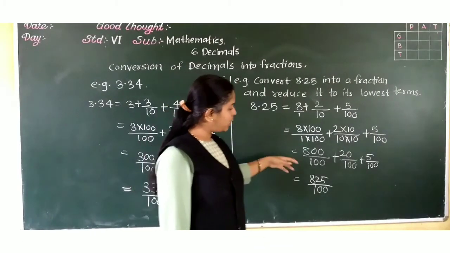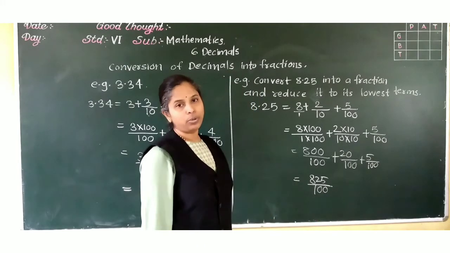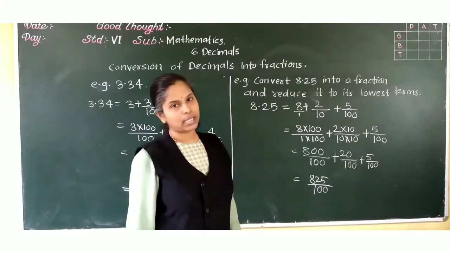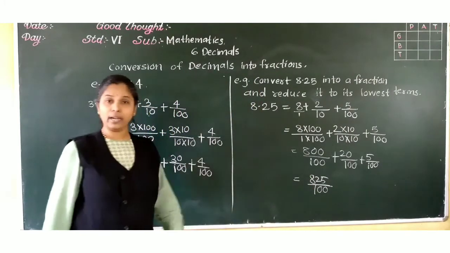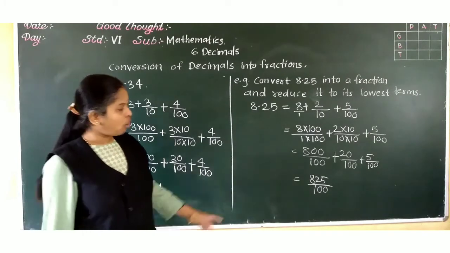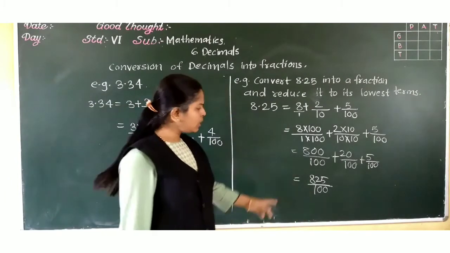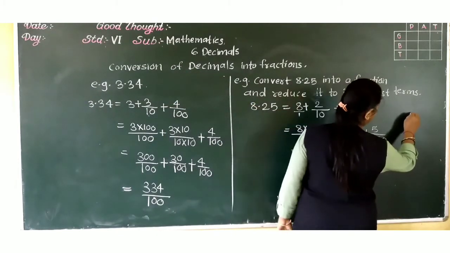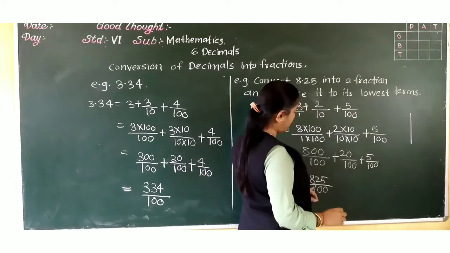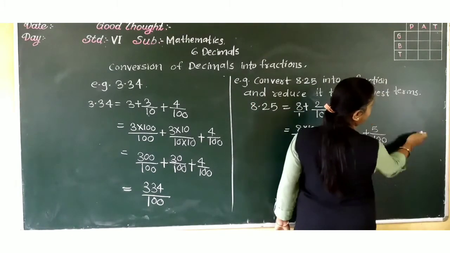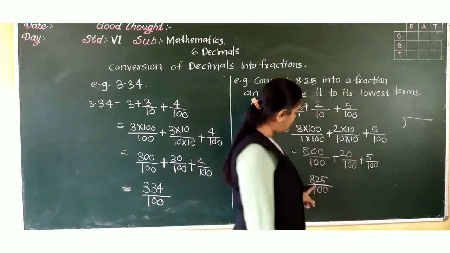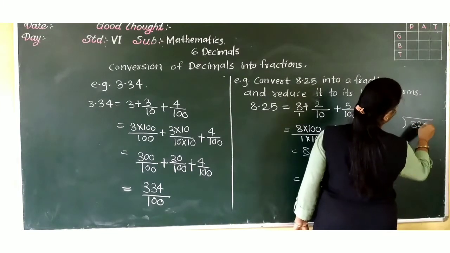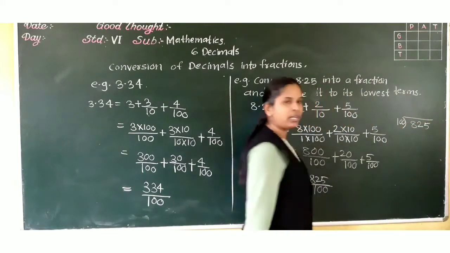So when we have to reduce it to its lowest term, what do we do? We have to divide both numbers by the same number. For that we have to find out the HCF of these two numbers. Now see, what is the HCF of these two numbers? How to find out the HCF? We can find it by the division method. Okay? See here, divide 825 by 100. So to find out the HCF, I am using the division method.